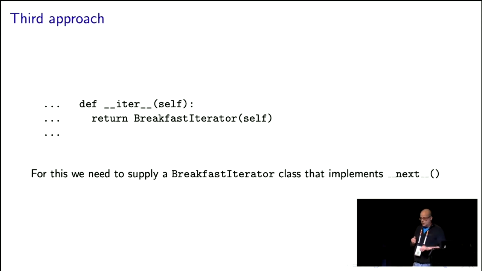The third way we could do it is we could implement our own custom breakfast iterator class as a companion to the breakfast class. So remember, the breakfast class is iterable because it implements Dunder iter.